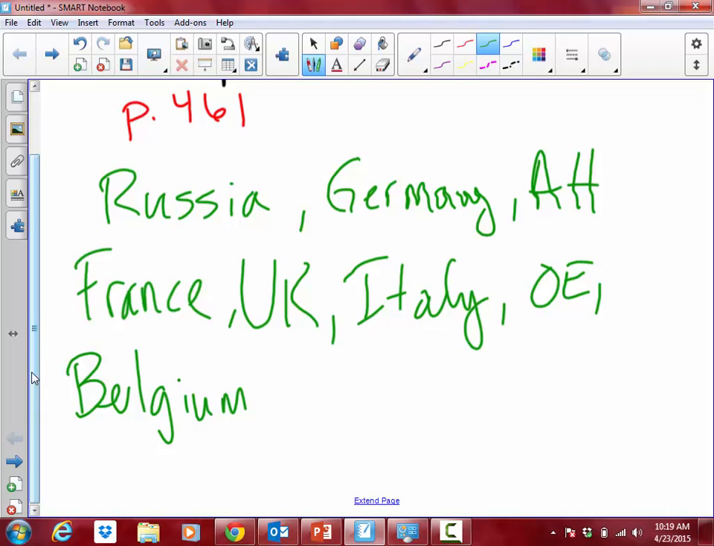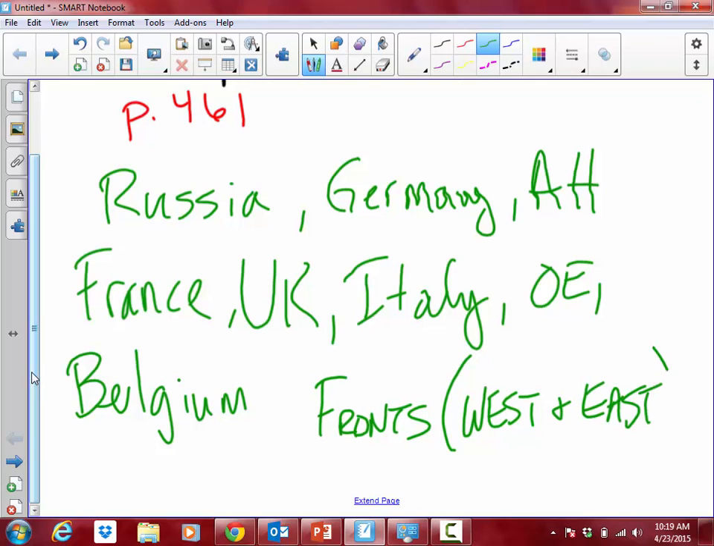Anything else on that map you might have to know? Where the trenches are. Not necessarily specifically where battles were, but the lines to which they got pushed back. So where the fronts were, both west and east. So you might have to draw a line somewhere similar there.